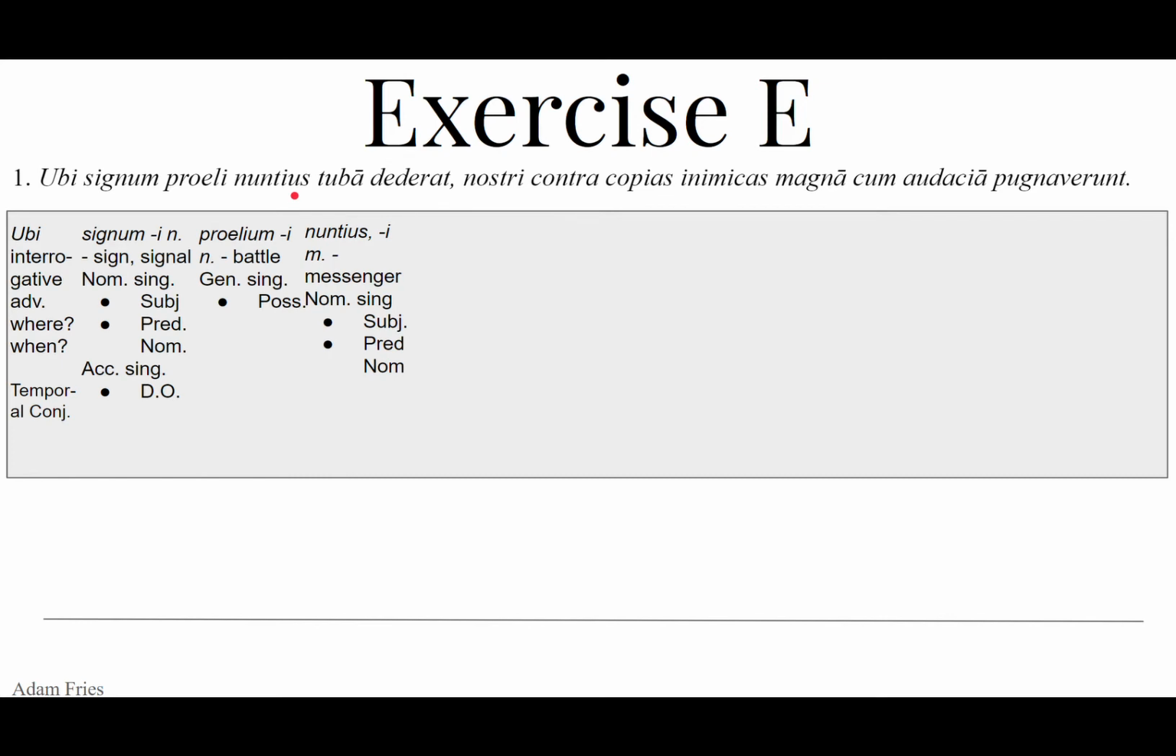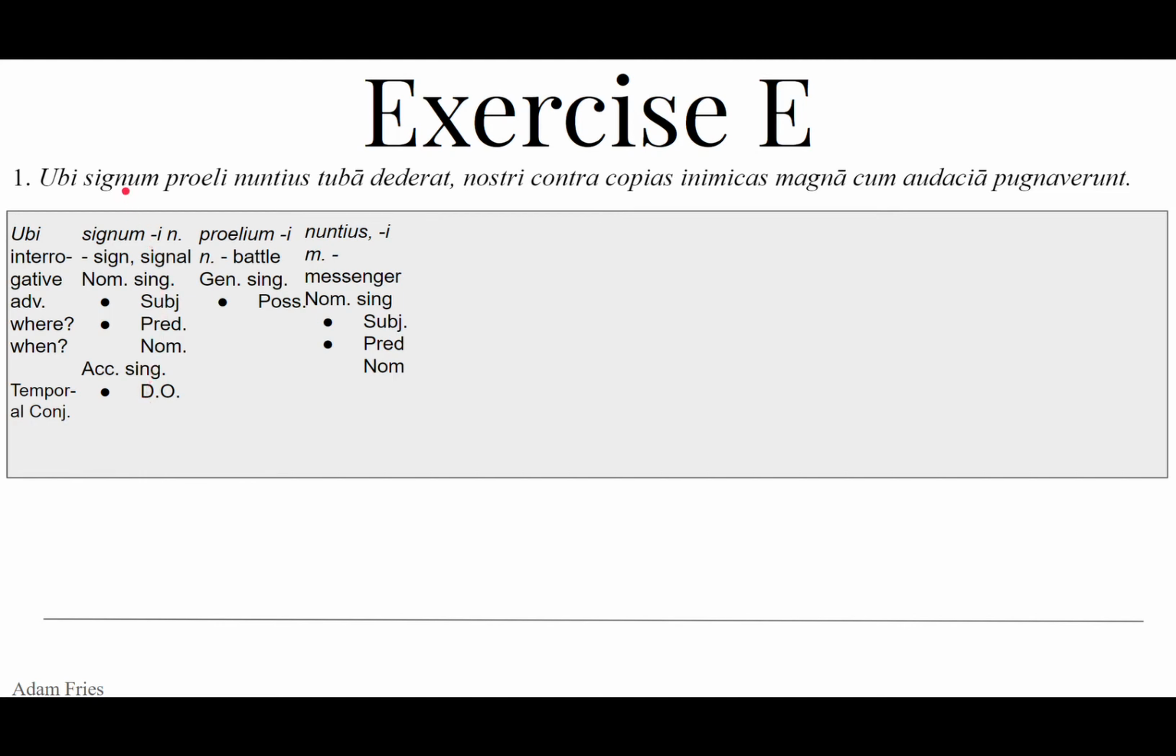Nuntius, nuntii, nuntio, nuntium, nuntio. Nuntii, nuntiorum, nuntiis, nuntios, nuntiis. So it has to be nominative. It has to be the subject. Signum could be either the subject or the direct object. Well, now we know. We cross out subject because it can't be the subject if nuntius has to be the subject. Therefore, signum has to be the direct object.